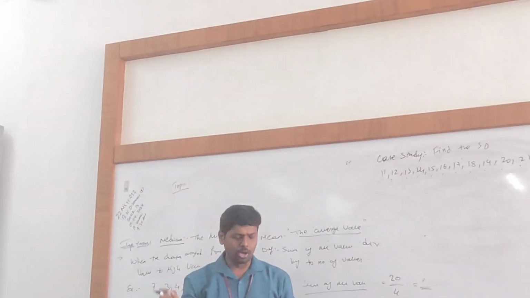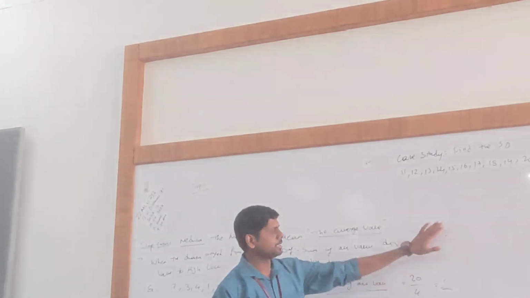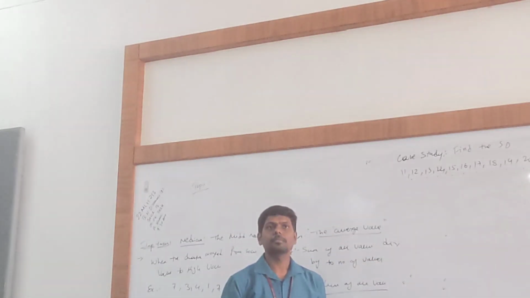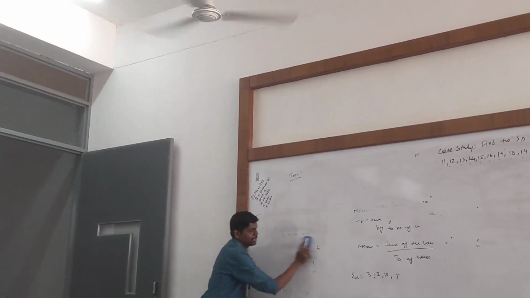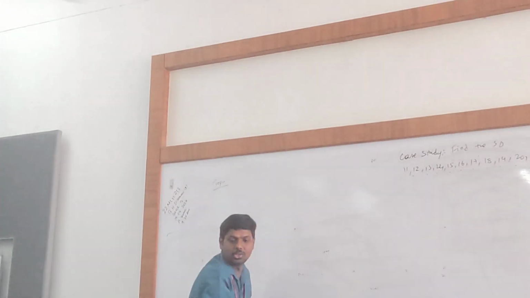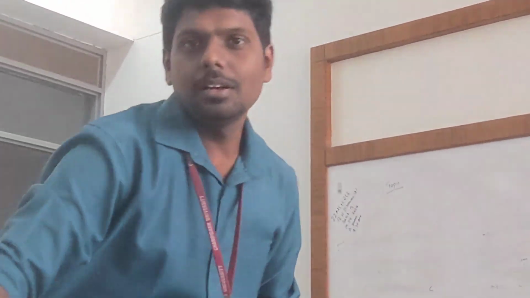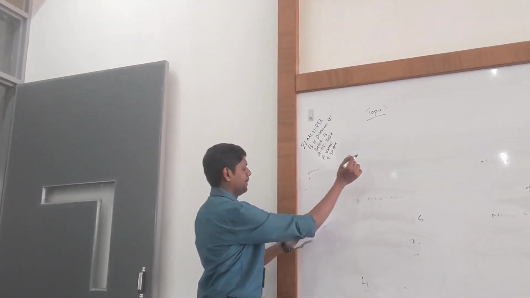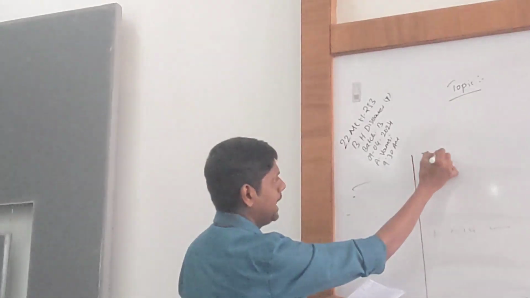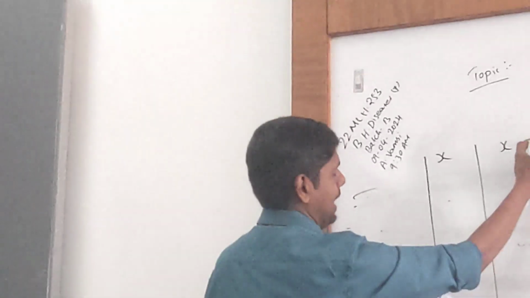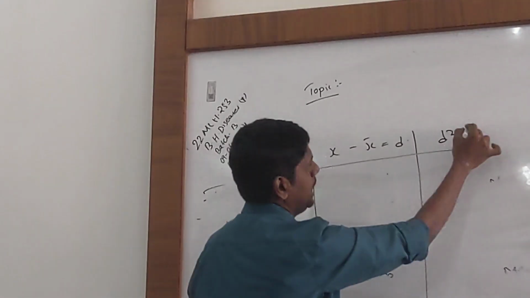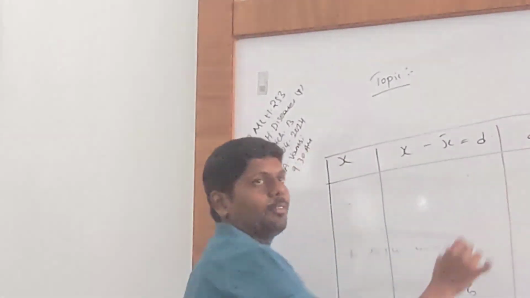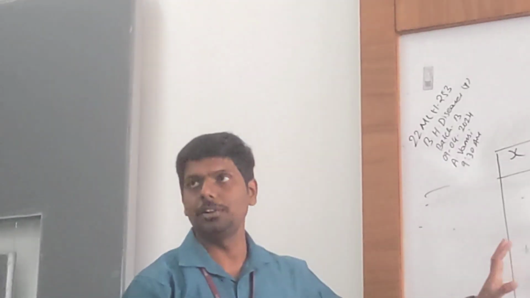So the first and foremost thing, what is the first step in standard deviation? All those steps can be done with a table. I will plot that table now. You need to make a table, students. Everyone plot this table. This is a very interesting table. x minus x bar is equal to d, then d square. Plot this table, everyone, and I will let you know what to do.